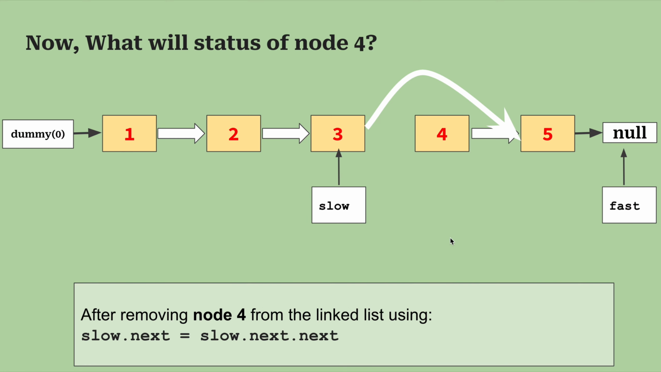Now think about what will be the status of node 4, because you now have a link from here to here, right? What happened to node 4? Keep in mind that each node contains data and the link of the next node. We have updated the next node link from here to here. After removing node 4 from the linked list, how have we done it? We did slow.next. It was pointing to 4, and now we have updated it.